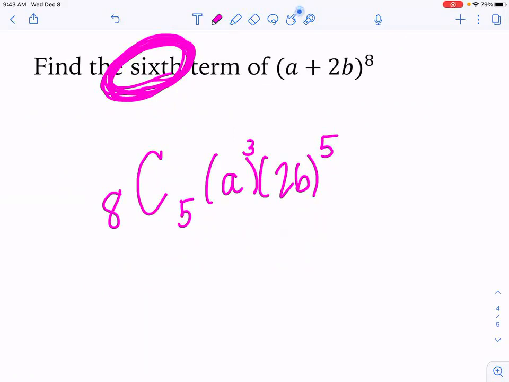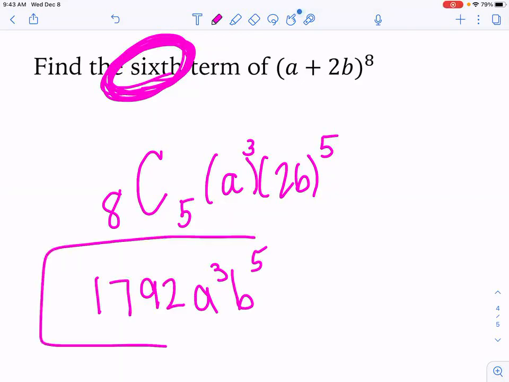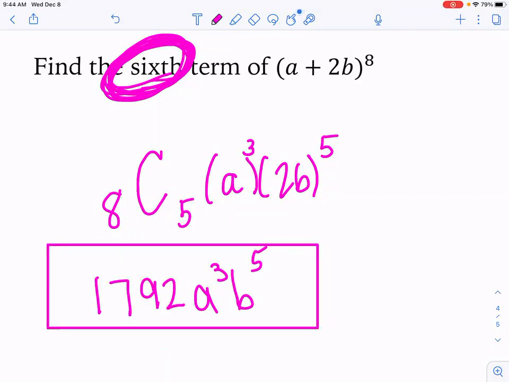Okay, so what is 8 choose 5 times 2 to the 5th power? Nicolette, did you get that? Okay. It's 1,792. Is that what you got? Yeah. Cool. How she got that answer? So A combinations of 5, okay, times 2 to the 5th.